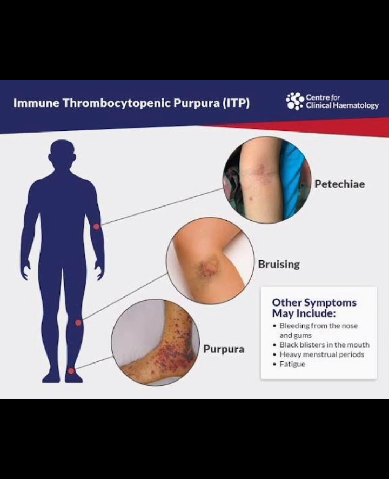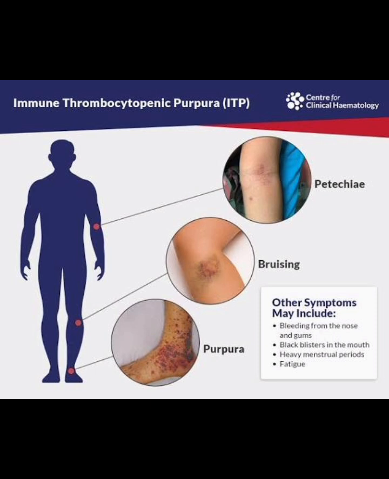Then management. If there are only petechial rashes and no bleeding, reassurance. Then mild, moderate and severe bleeding: what treatment do we give? Mild, we are giving tranexamic acid, an antifibrinolytic and adjuvant treatment to control the bleeding.